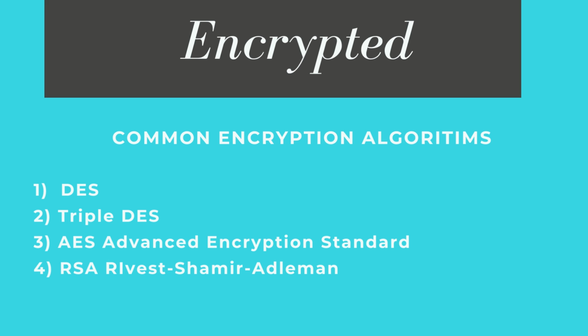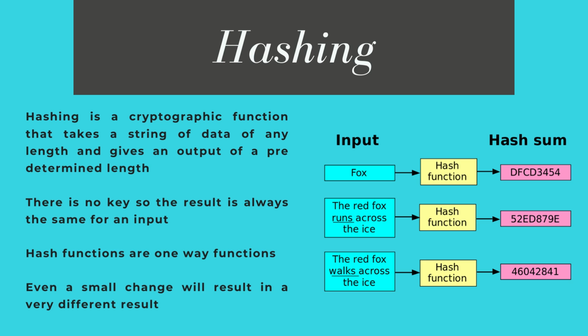So if encryption is not the best way to store passwords, what is? Let's look at hashing. So hashing is basically a cryptographic function where you take a password or a string of data of any length and you put it through the hashing function, and it gives you an output of a predetermined length. So you can see in the example on the right, if we took the word fox and put it through our hash function, we would come up with a hash sum or an output that's 8 characters long.